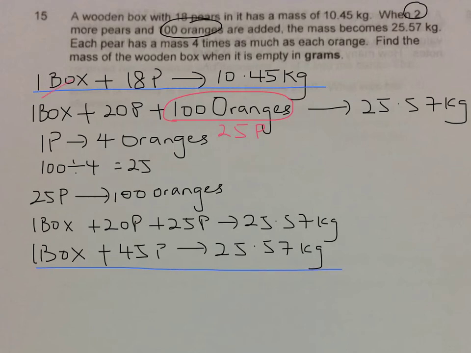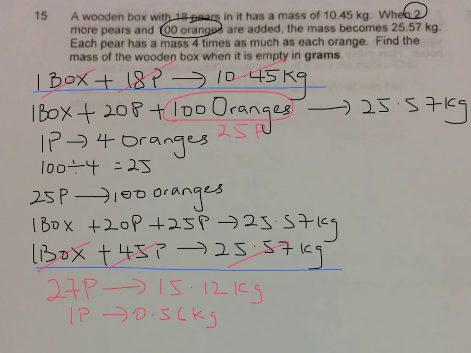1 box cancels nothing. 45 pears minus 18 pears, we'll get 27 pears, and 25.57 minus 10.45 we'll get 15.12 kg. So 1 pear, 15.12 divided by 27, is actually 0.56 kg.